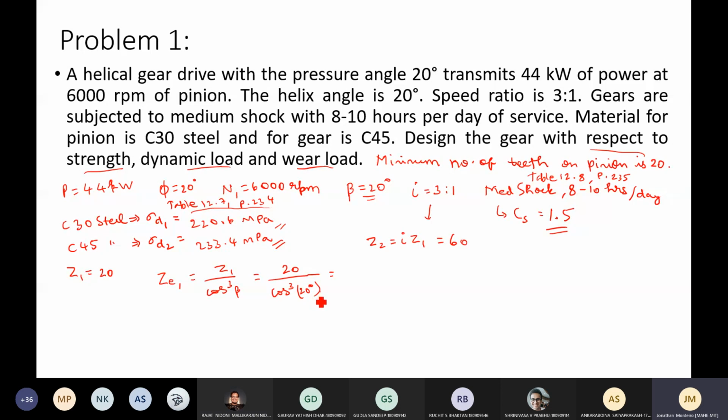24.1, yes, correct. And this virtual number of teeth need not be a whole number. You can take the calculations as it is, because anyway it is going to be an imaginary number. So you don't have to round it off to any value. Similarly, ZE2 will be equal to Z2 by cos cube beta, which is 60 by cos cube 20, and just 3 times more because it is I times Z1, so it comes out to be 72.3. Multiplying this ZE1 value by 3, that's it.